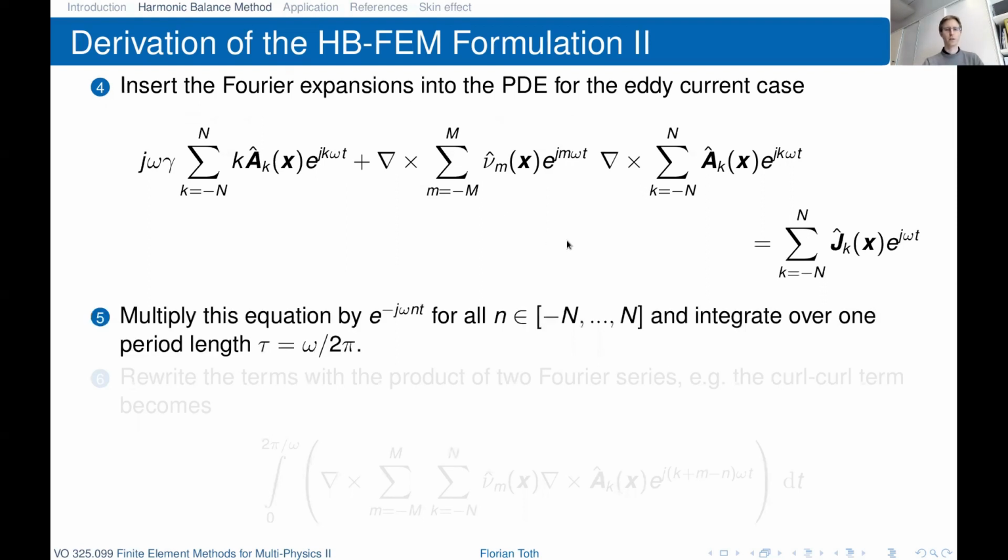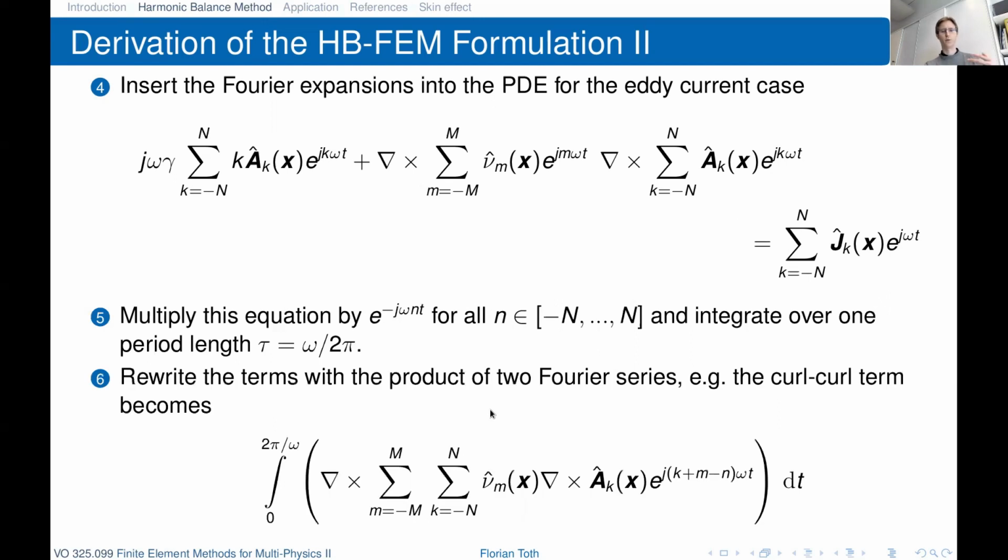And then we can use a trick. We multiply this equation by e to the power of j omega n t for all n from minus N to N and integrate over one period length. So this basically means we introduce test functions in time, so to say, and generate a set of equations from this single equation. Then you can do some rewriting. I'm not doing this in detail here.